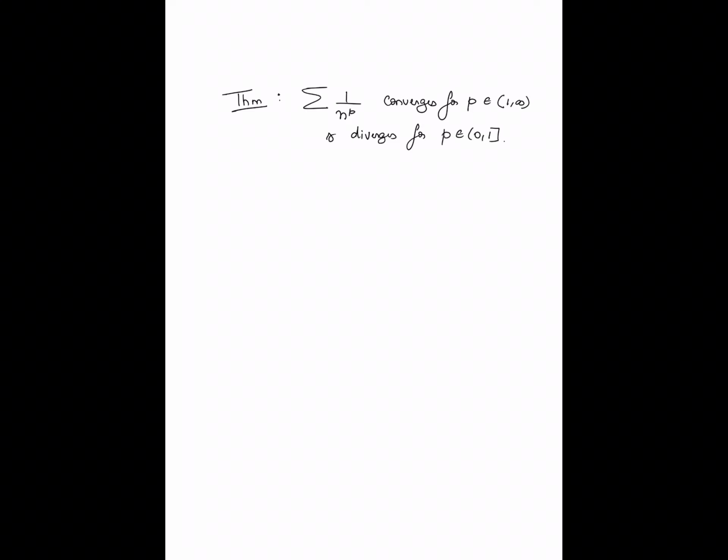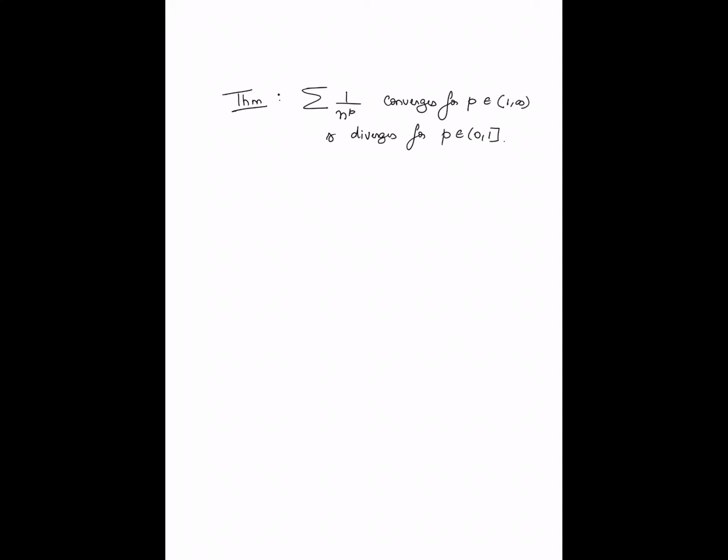So what we are claiming is that if you look at summation 1 by n raised to p, for p greater than 1, it converges. So for example, summation 1 by n square converges, summation 1 by n cube converges, but so does summation 1 by n raised to 1.001, right? However, it diverges for all p which is positive and less than or equal to 1. So summation 1 by n diverges, so does summation 1 by n raised to 0.9, so does summation 1 by n raised to 0.01, right? All of those guys diverge.